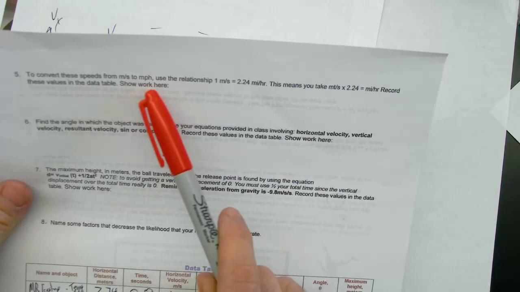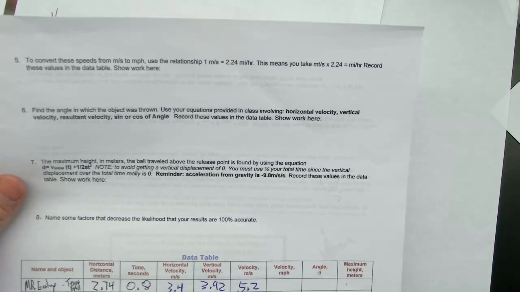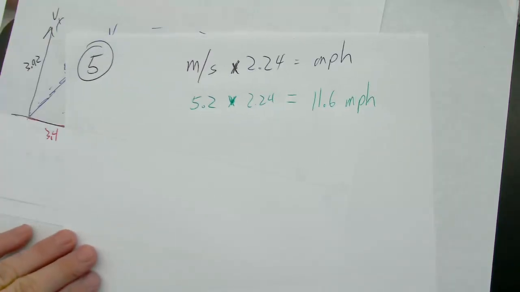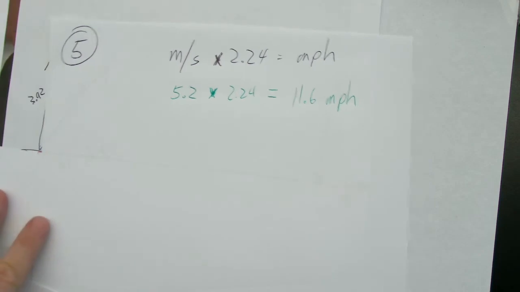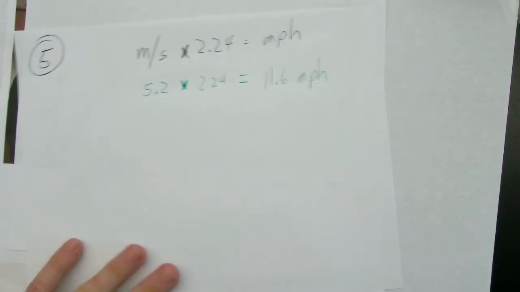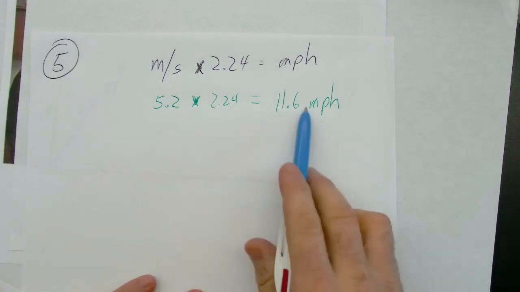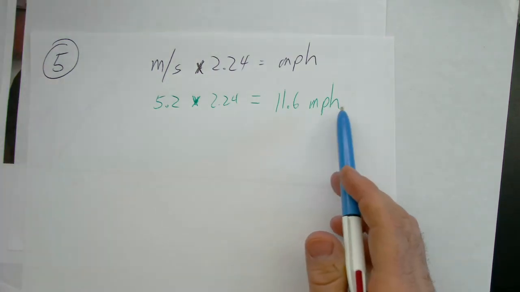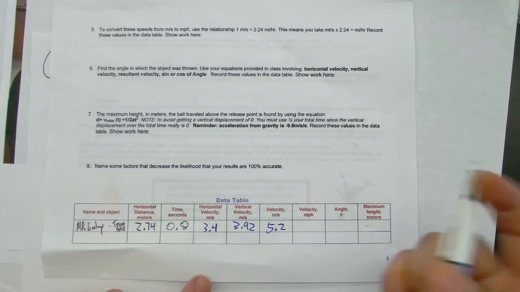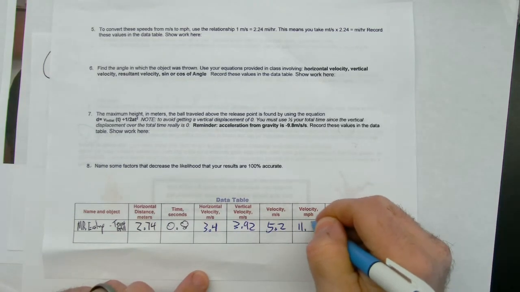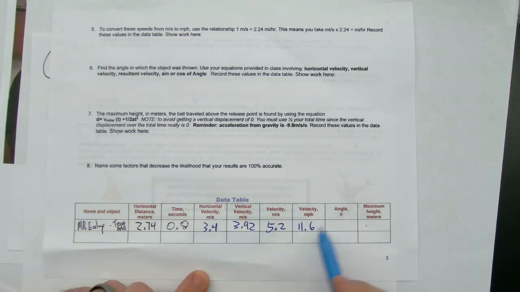Step 5 says to convert to miles per hour. You just take that number times 2.24. So that's what we would have here. We would take 5.2 and then multiply it times 2.24, and that would get us to 11.6 miles per hour. So then we would have a velocity of 11.6 miles per hour.